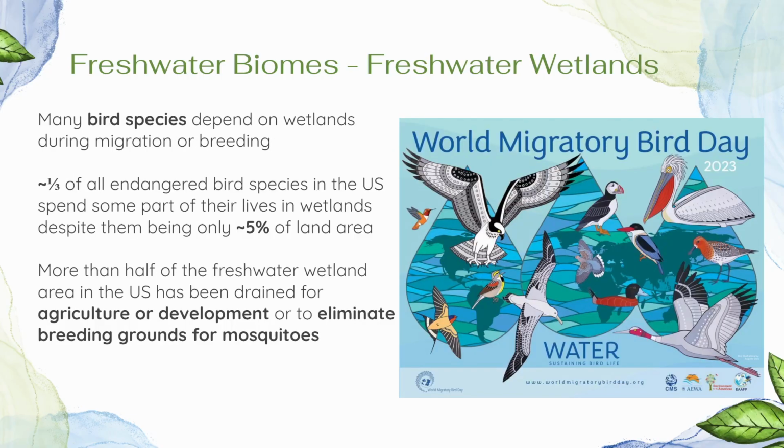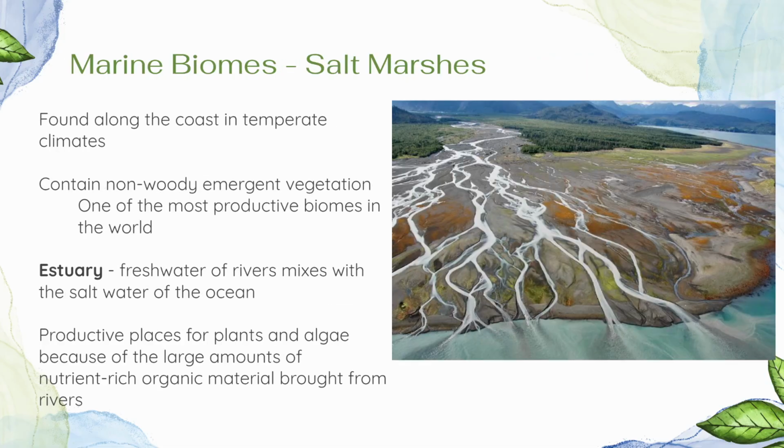Wetlands are also a critical habitat for many species. For example, many bird species depend on wetlands for migration or breeding. In the United States, one third of all endangered bird species spend some part of their lives in wetlands, even though wetlands only make up about 5% of the total land area. Sadly, more than half of the freshwater wetland area in the United States has been drained for agriculture, development, or to eliminate mosquito breeding grounds.